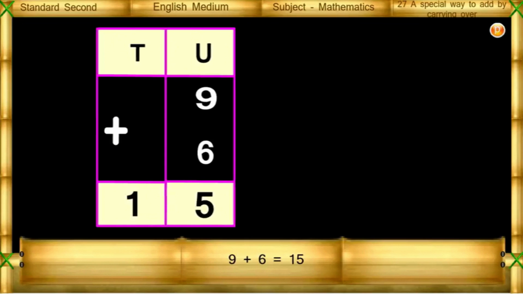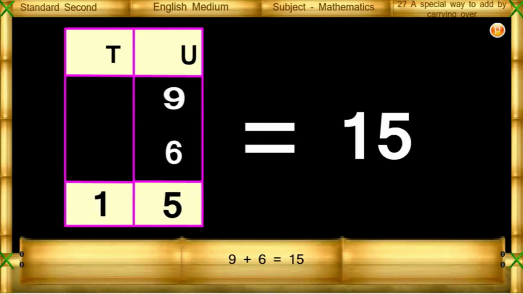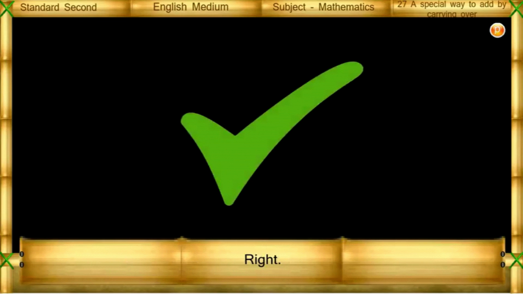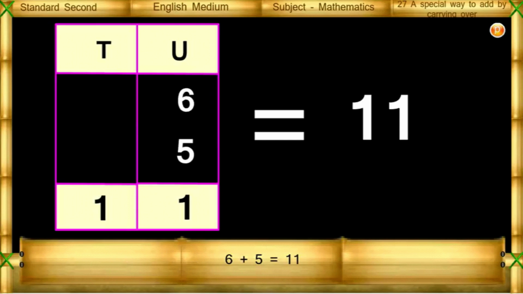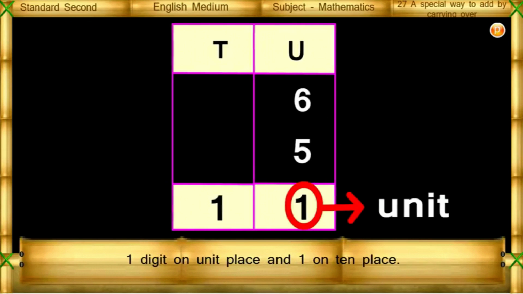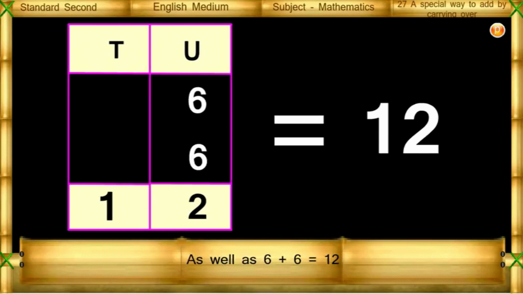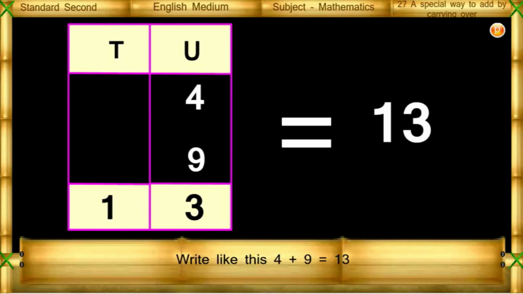9 plus 6 equals 15. The digit 5 at the unit place and 1 on the tens place, right? 6 plus 5 equals 11. 1 on the unit place and 1 on the tens place. As well as 6 plus 6 equals 12. Write like this. 4 plus 9 equals 13.